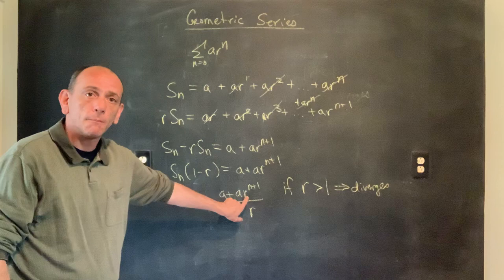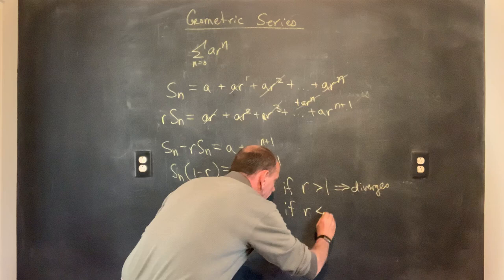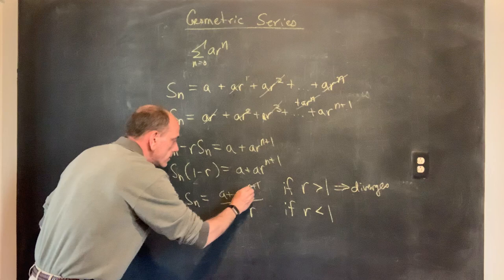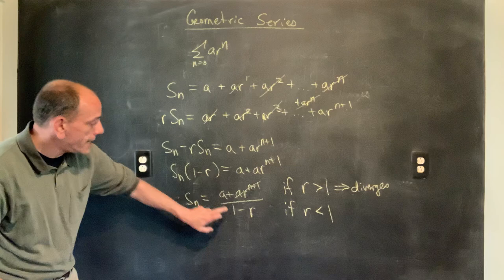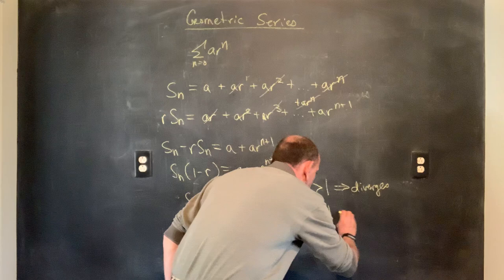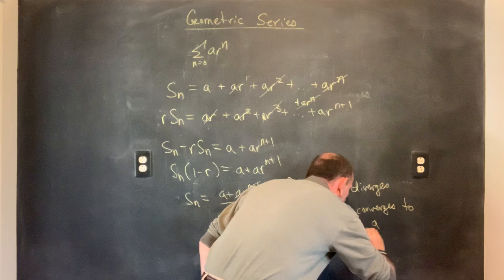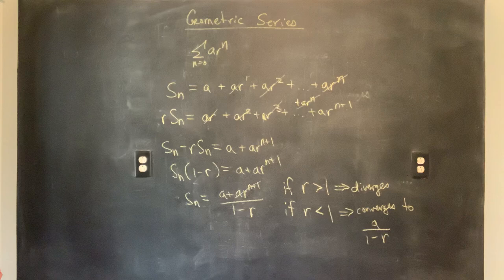So this whole piece, if R is less than 1, strictly less than 1, then it'll converge. This just vanishes. It just goes to 0. And we get that it converges. Not only that it converges, but that it converges to A over 1 minus R. Okay? So there's the proof.